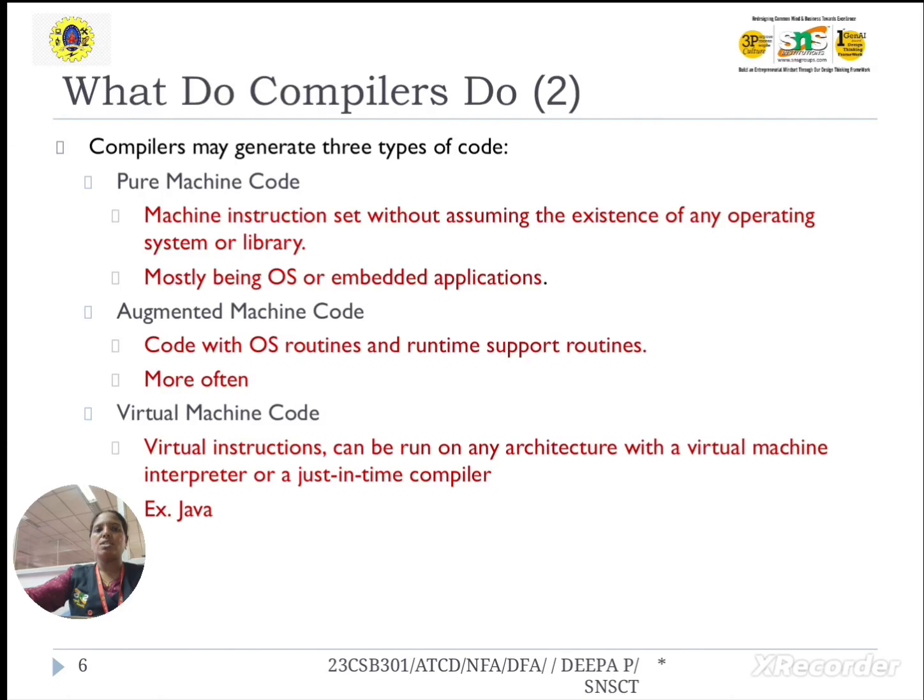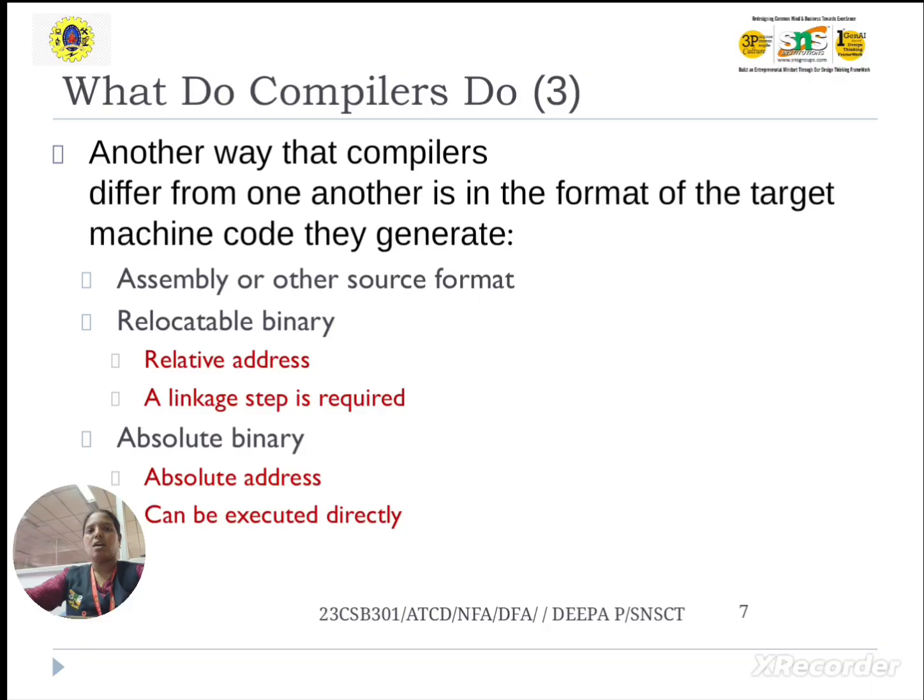The target code can be pure machine code, augmented machine code, and virtual machine code. They are used in any number of programming languages such as Java, C programming, and in operating systems, embedded systems, etc. The target code generated can also be in other formats: relocatable binary, absolute binary, assembly, or other source formats.